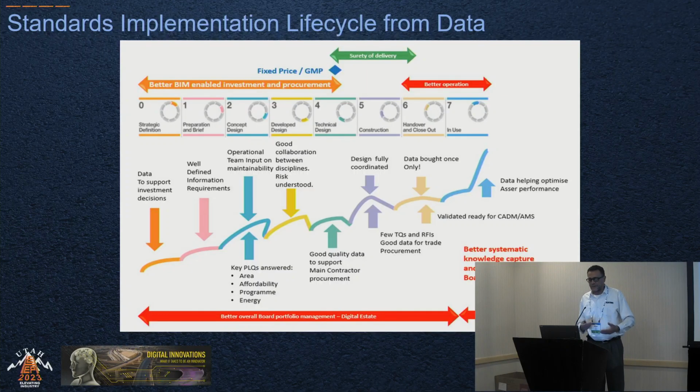This is the implementation roadmap that we delivered, right? And the steps of how we go through to get better systematic knowledge and capture by data and data reuse. So there's goals: strategic definition, preparation and brief, concept design, develop design, technical design, construction, handover, closeout, and then in use. The goal here is better operation. So if you plan with these architectures in place and these data structures in place, you get better operational outcomes. You get better results, okay? And the information is validated and ready for your asset management systems.